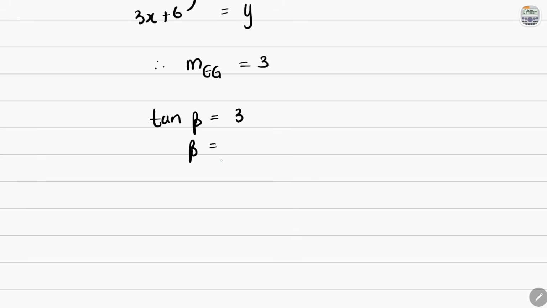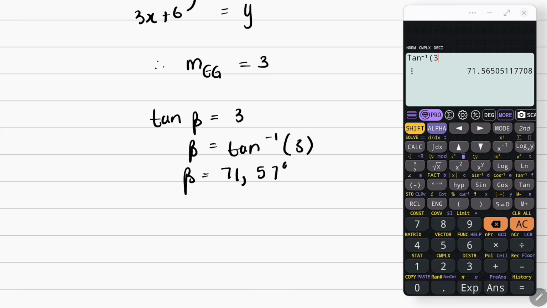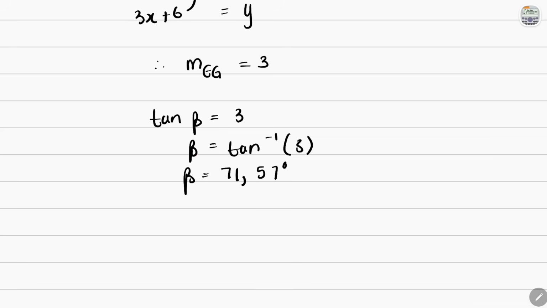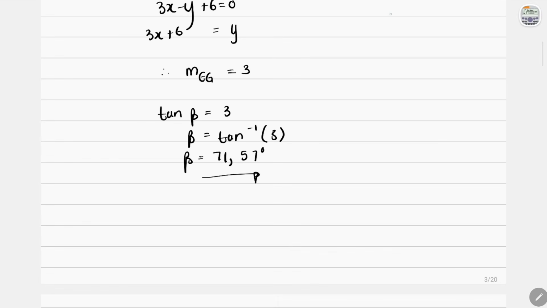Therefore, to find beta, we say tan beta equals this gradient of 3, and then we transpose tan to get beta alone. On the calculator, we use the second function of tan, shift tan of 3, and there we go. It is 71.57 degrees rounded off to 2 decimal places, and that is our answer. Moving on to the next question.